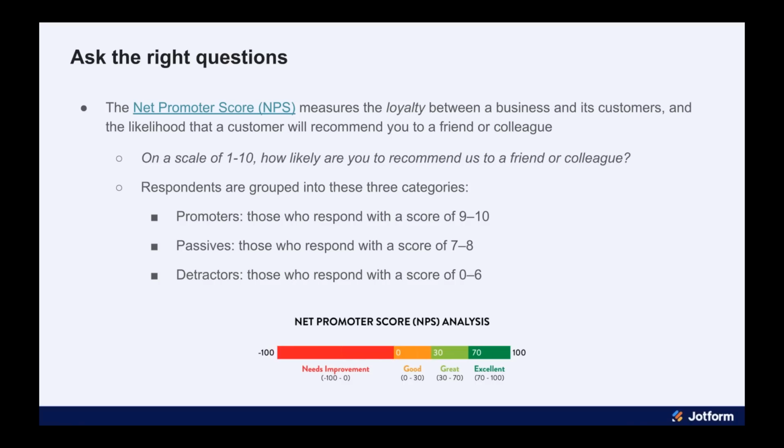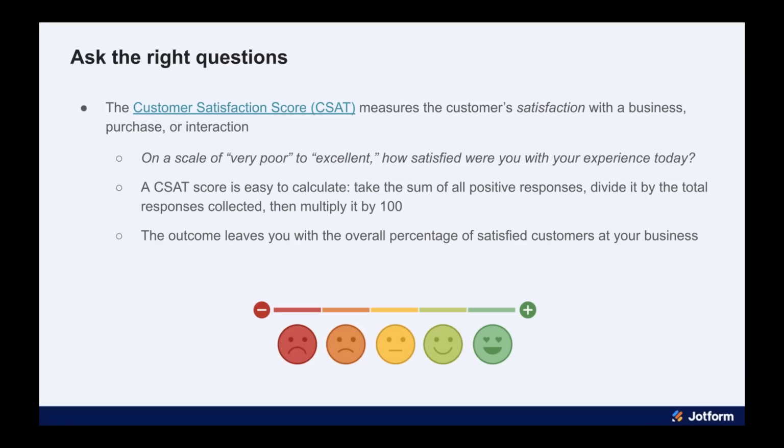So that is NPS. Now we're going into CSAT. This is the customer satisfaction score. So this, as the name gives you a hint, measures the customer's satisfaction with a business, or perhaps with a purchase, or with just an overall interaction in your store or through the chat if it's an online business. So on a scale of, let's say, very poor to excellent, how satisfied were you with your experience? So brings it down to a much simpler metric.